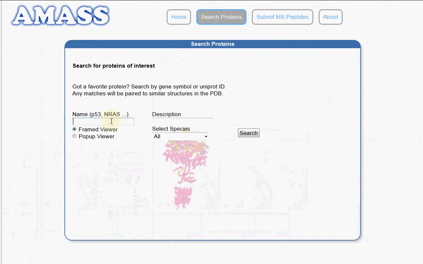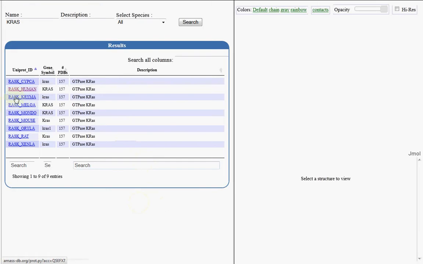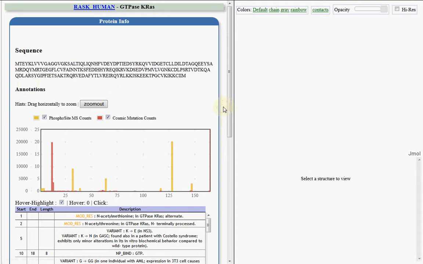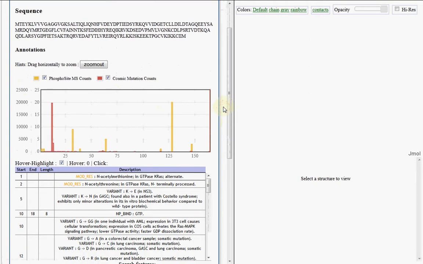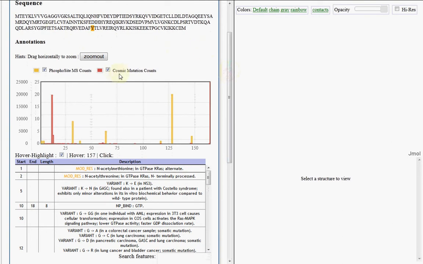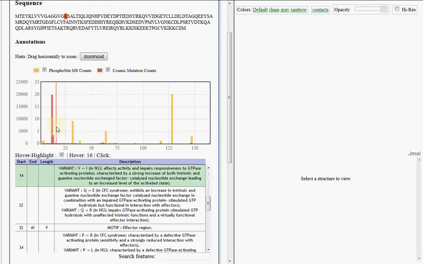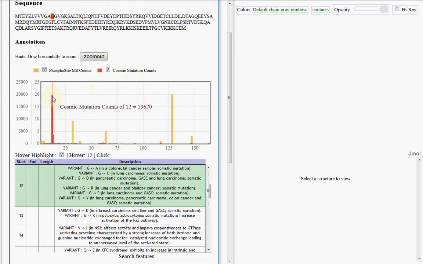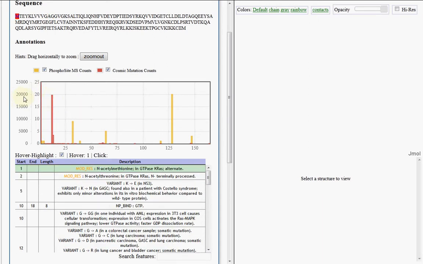If you have a favorite protein, you can search for it in this box right here, and I'm going to search for human KRAS, which is a famous protein in humans that is mutated in cancers. And this is what a typical page looks like on my database. I provide the full sequence of the protein that you've queried, and I also provide, from the COSMIC Cancer Mutation Database, mutation counts of how frequently each amino acid is mutated in tumor samples. So for example, this amino acid is present in almost 20,000 tumor samples.